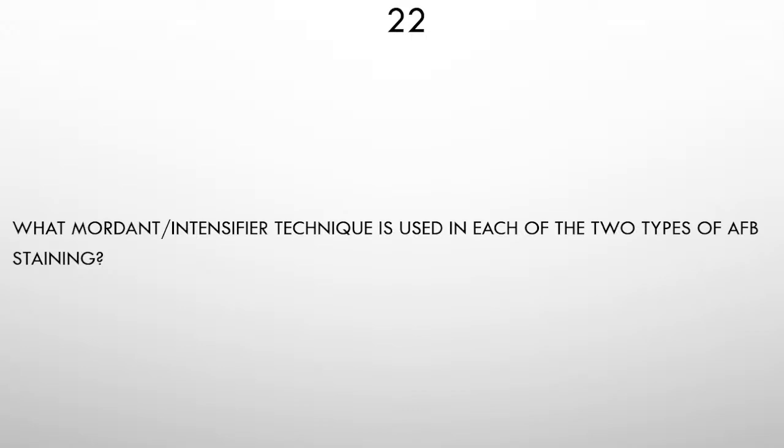So what intensifying techniques are used in each type of AFB staining? Well, the steam itself is used for Ziehl-Neelsen. But for Kinyoun, we use a chemical known as Tergitol. All right? Tergitol. It doesn't matter as long as you spell it or remember the correct answer when it's asked in your exam. All right? So Ziehl-Neelsen uses steam, hence the term hot method. Kinyoun, since it's the cold method, you have to use Tergitol.